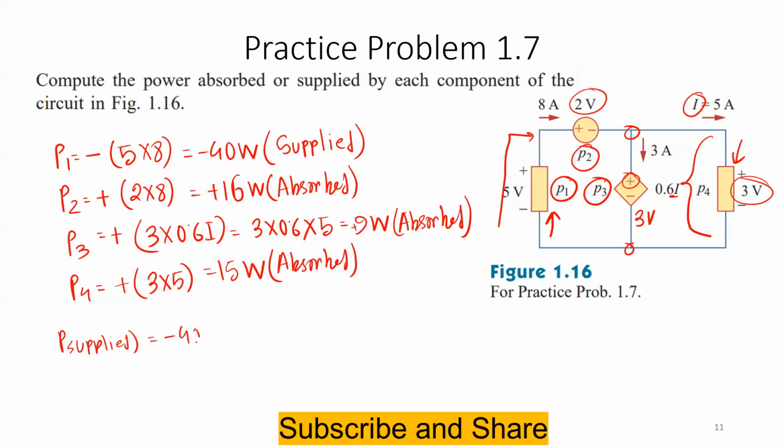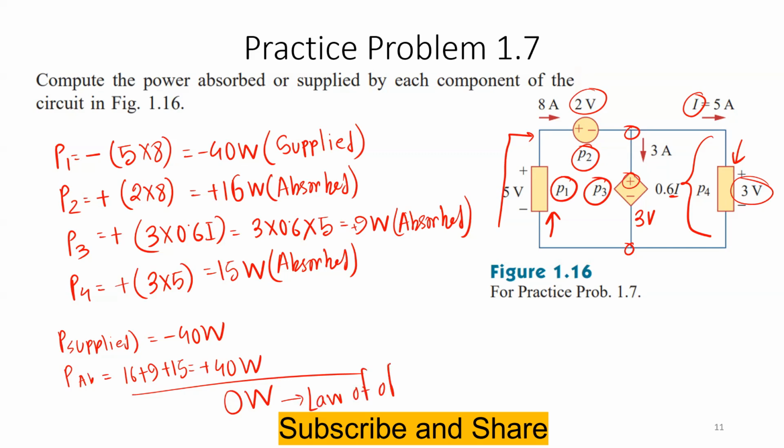Power supplied is equal to minus 40 watt. Power absorbed is equal to 16 plus 9 plus 15, which is equal to plus 40 watt. So the summation is 0 watt. That is, the law of conservation is satisfied. This means the amount of power supplied must be equal to the absorbed power. This is the law of conservation of power.